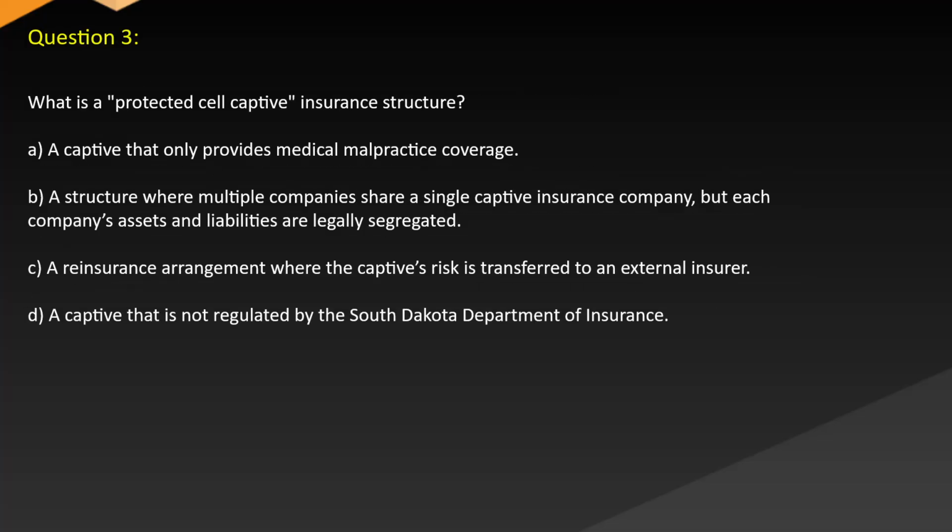Question 3. What is a protected cell captive insurance structure? A. A captive that only provides medical malpractice coverage. B. A structure where multiple companies share a single captive insurance company, but each company's assets and liabilities are legally segregated. C. A reinsurance arrangement where the captive's risk is transferred to an external insurer. D. A captive that is not regulated by the South Dakota Department of Insurance.